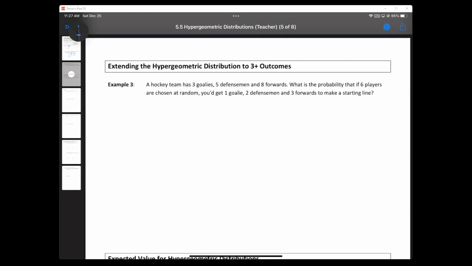I'll walk you through. What is the probability that if 6 players are chosen at random, you'll get 1 goalie, 2 defensemen, and 3 forwards to make a starting line? So that's actually what goes out on the ice to play: 1 goalie, 2 defense, and 3 forwards. And I'm saying, what is the probability you'll actually get that if I just walk into the locker room and randomly say, hey, you 6, go hit the ice, without any knowledge of who's playing what position?